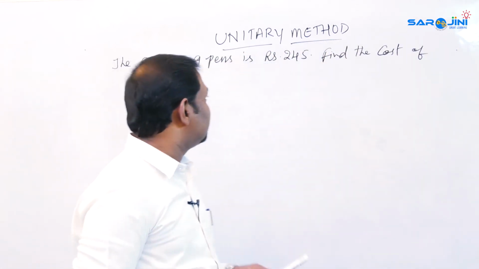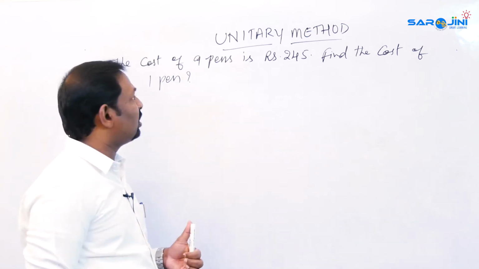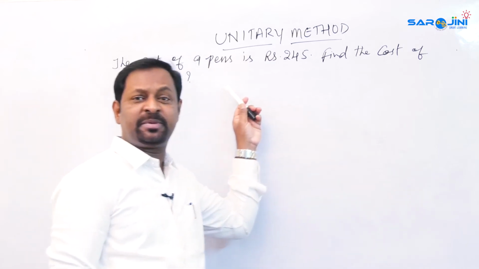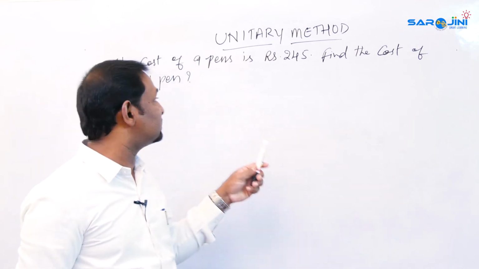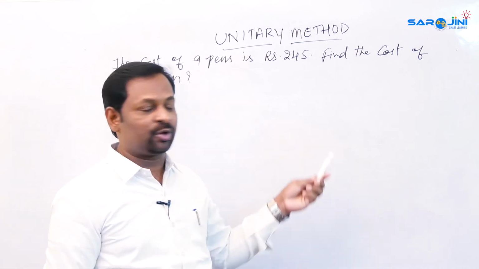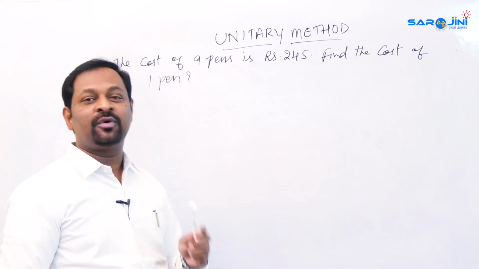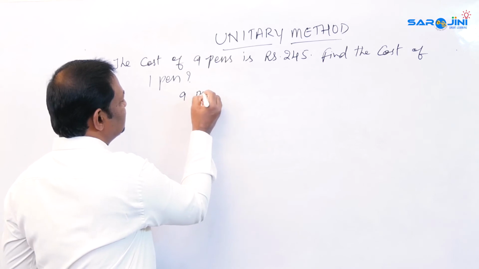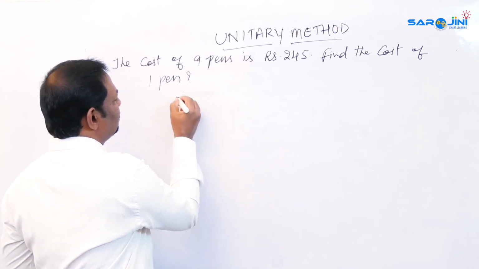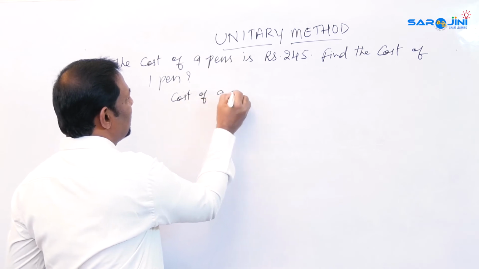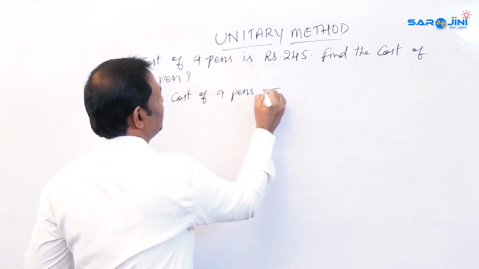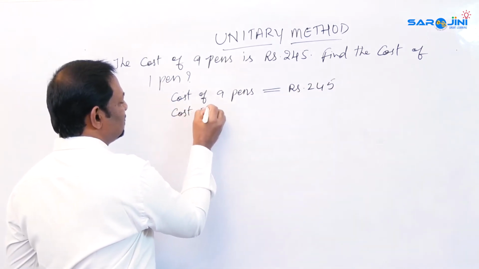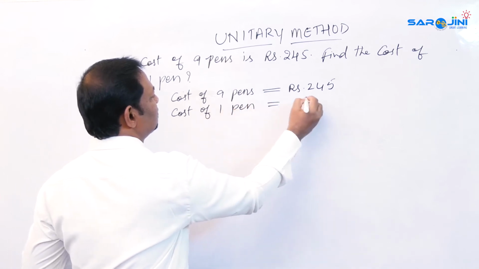After that question, here I have given one more question. The question is, the cost of 9 pens is 245 rupees. Here the content may be changed. It may be fruits, it may be pencil, pen or whatever it is. So the cost of 9 pens is 245 rupees and we are going to find out the cost of 1 pen. Okay. Now let's check. So cost of 9 pens, or you can write in detail, cost of 9 pens equal to rupees 245, and then what is the cost of 1 pen equal to how much?